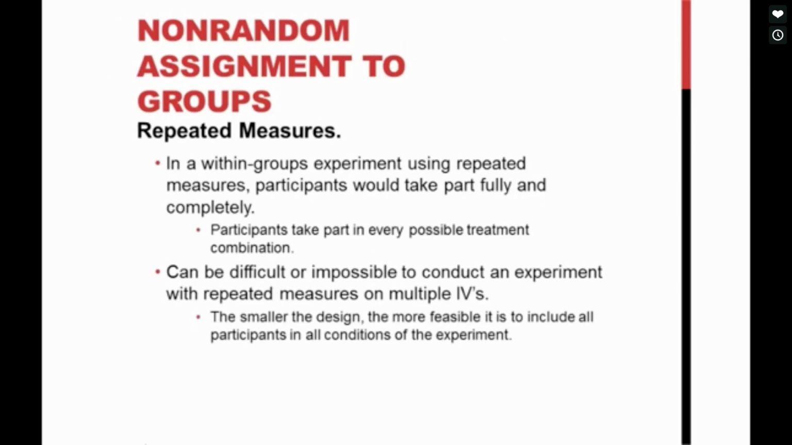Another method of having non-random assignment to groups is to have repeated measures. This is where participants would take part fully in all levels of our experiment. So in this case, this is what we've thought of as within subjects design up until this point. If you have lots of independent variables or you have lots of levels of one independent variable, it can be really hard to get participants to stick around and be reliable participants in all those conditions. So the smaller the design, the more feasible it is to actually include a repeated measures participant design in your experiment.